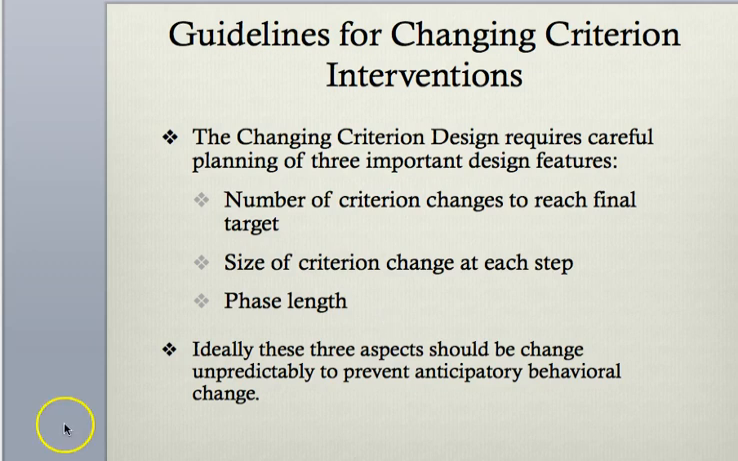So these three levels, the phase length, the size of the criterion change, and the number of changes that you have, will all affect each other. They're all interwoven with each other. And ideally, these aspects should be changed unpredictably so that you prevent the client from anticipating when the next step change will happen, and you get anticipatory behavior. So ideally, you might want to have no fewer than 3 days at each phase, but maybe as many as 5 so that the client can't predict when you're going to make changes would be ideal.